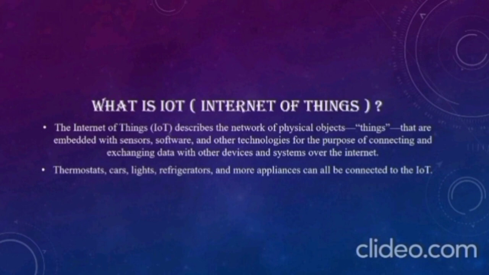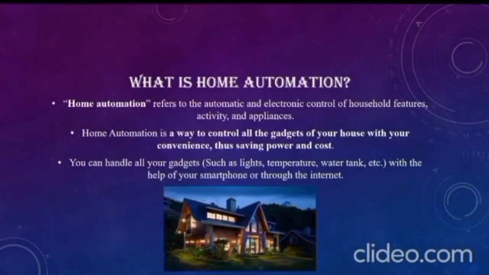Next, what is IoT? Internet of Things. The Internet of Things describes a network of physical objects and things that are embedded with sensors, software, and other technologies for the purpose of connecting and exchanging data with other devices and systems over the internet. Thermostats, cars, lights, refrigerators, and more appliances can be connected to the IoT.